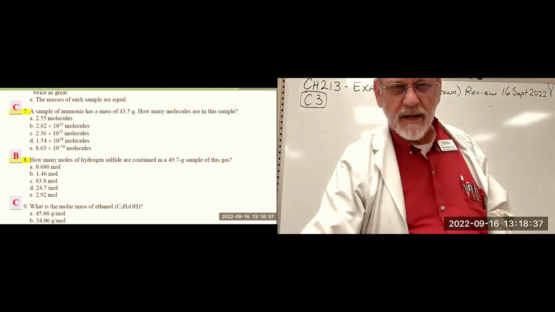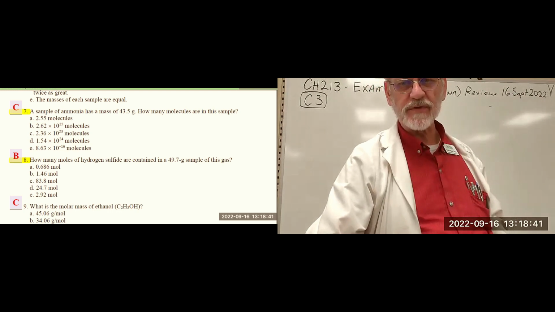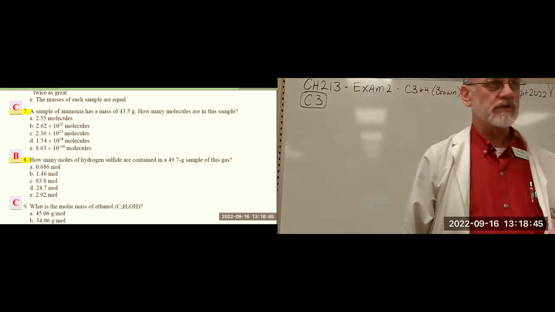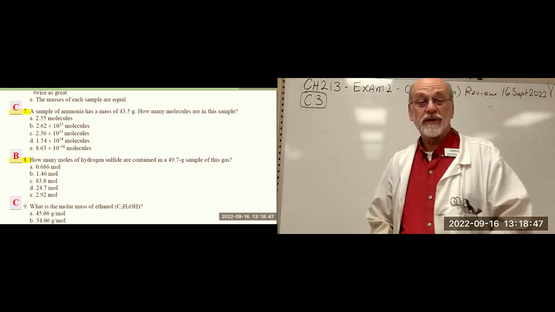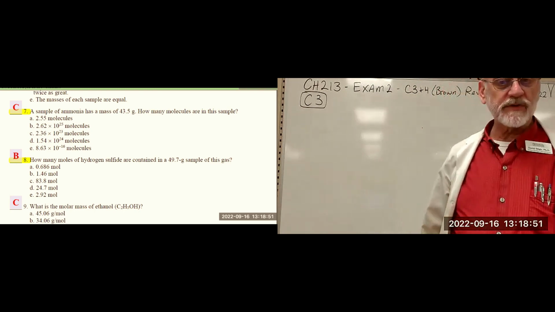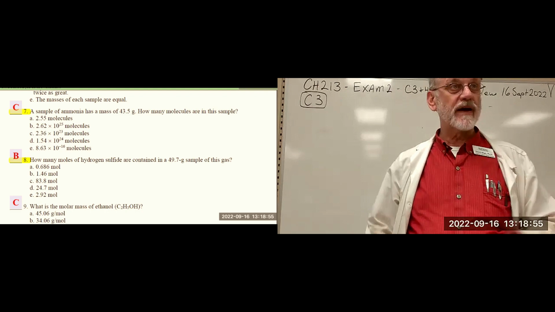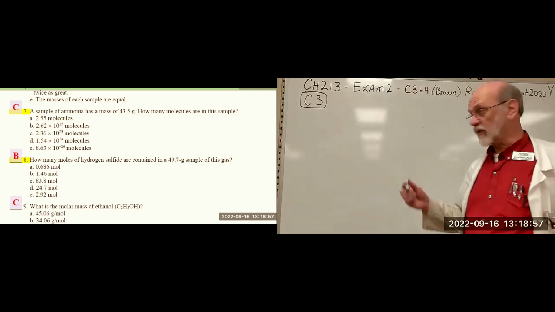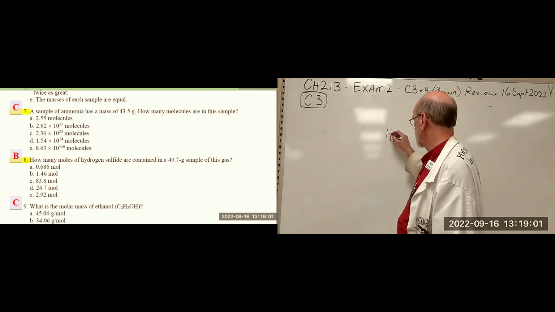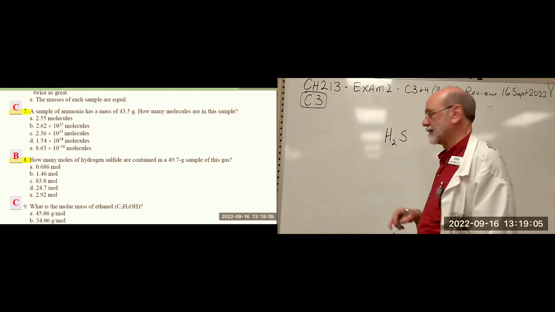How many moles of hydrogen sulfide are contained in a 49.7 gram sample of this gas? That's another unit conversion. I think you could do that one. 49.7 grams. Convert to moles, you need the molar mass of hydrogen sulfide. But you do need to know how to write hydrogen sulfide. Like that.